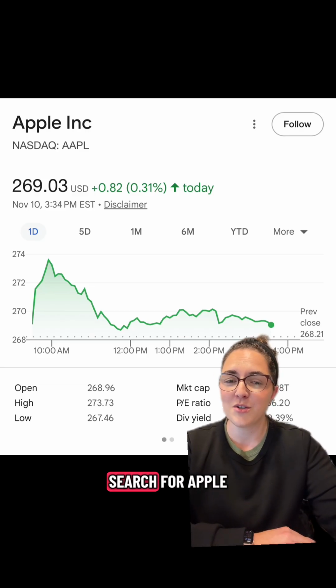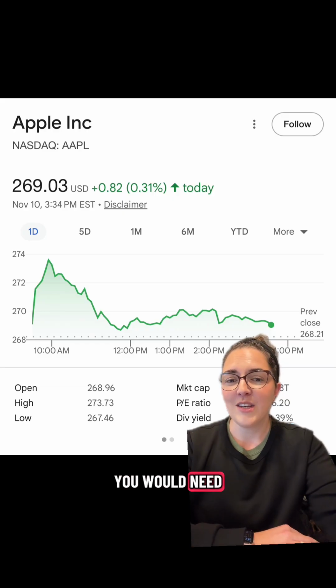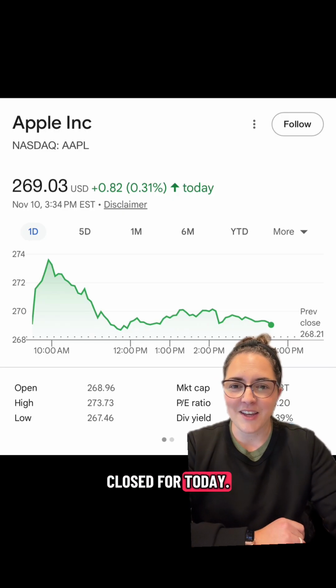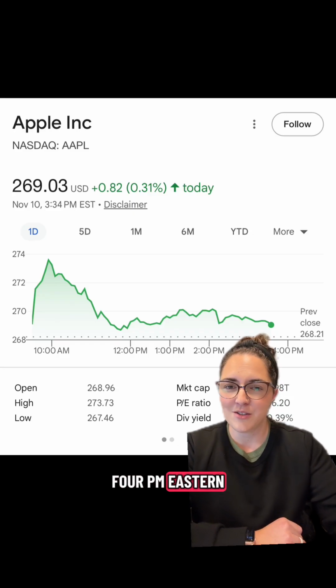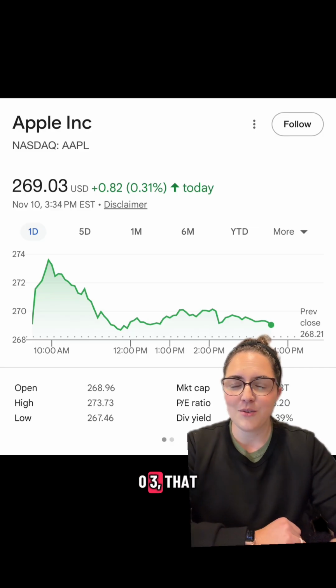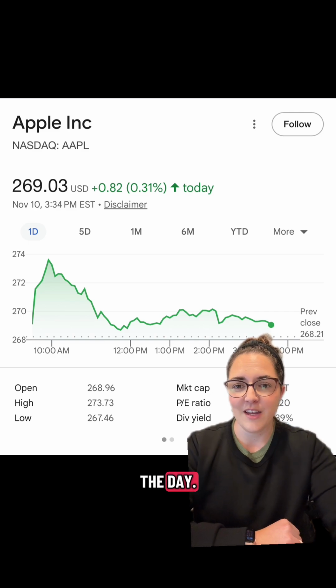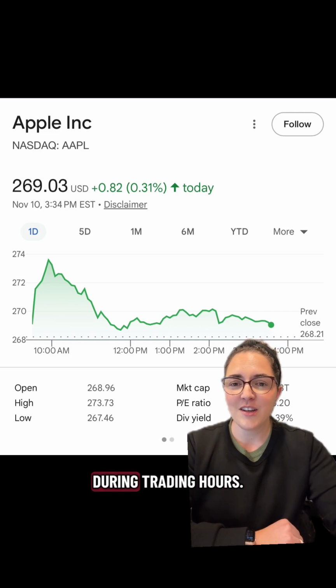So if you were going to search for Apple stock within your brokerage account or your retirement account, you would need to search AAPL. Now, we're going to assume that the market is already closed for today. The markets are open in the US from 9:30 a.m. to 4 p.m. Eastern Standard Time. The price that you're seeing up there, the 269.03, is the price that the stock closed at for the day. That means it is the last price that the stock traded for during trading hours.